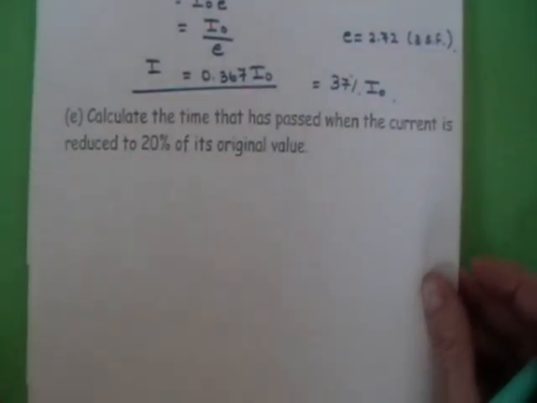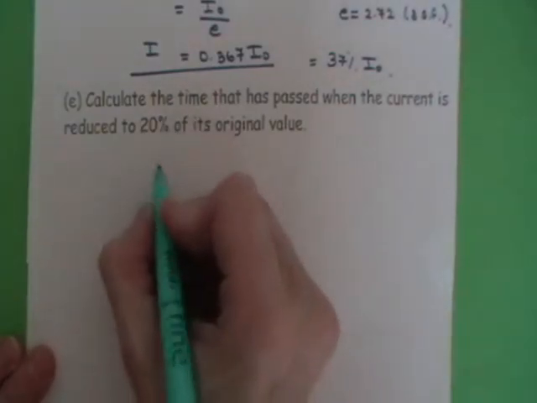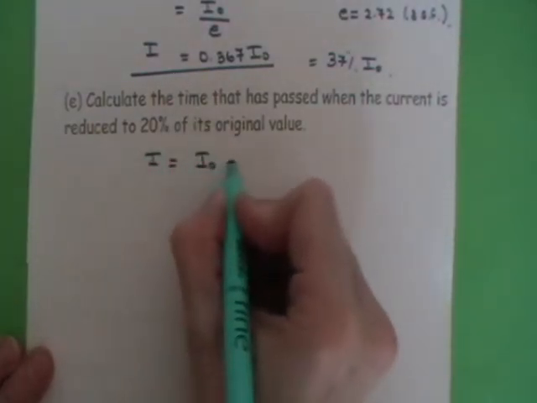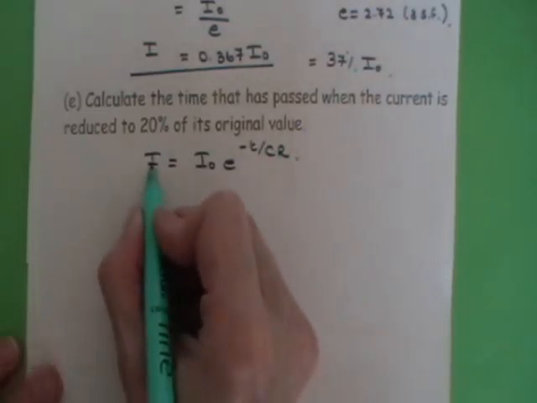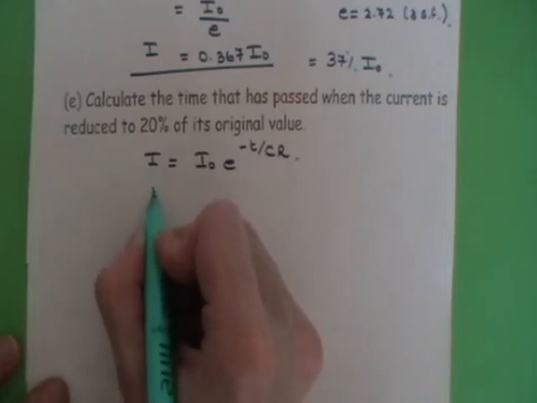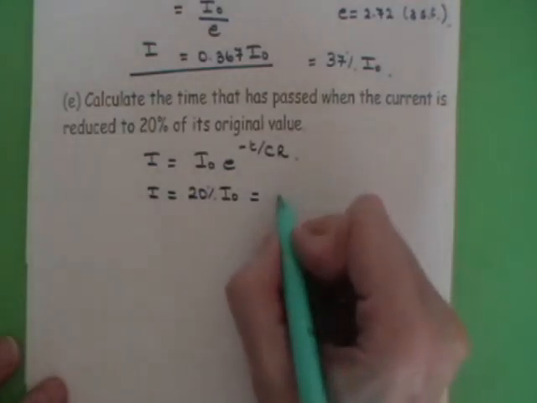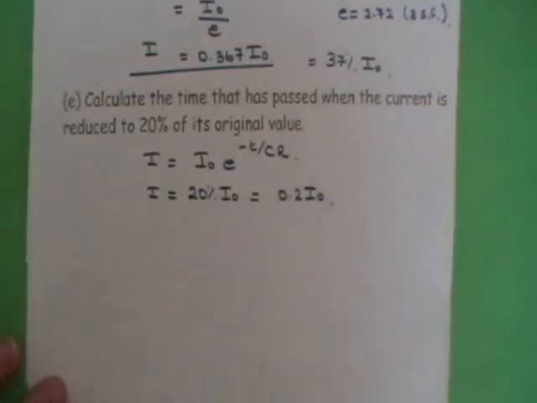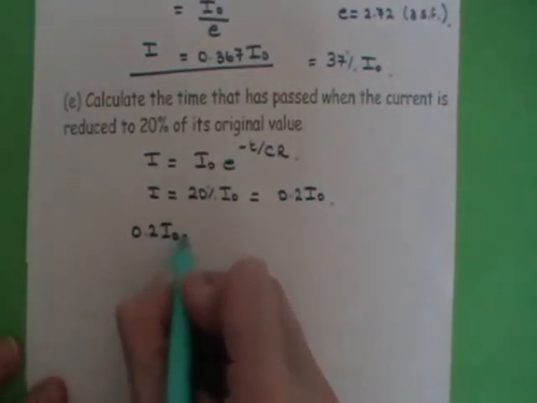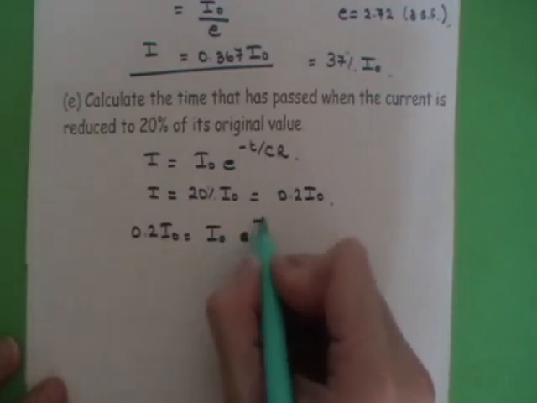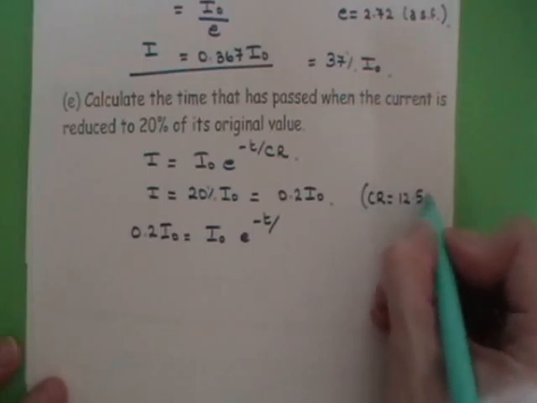Last part of this question, calculate the time that has passed when the current is reduced to 20% of its original value. So we're going to write I is equal to I naught e to the minus t over CR. I, you're told, has been reduced to 20% of its original value. So I is now equal to 20% of I naught, but we have to write it as a decimal, 0.2 I naught. So we're going to put that back into this equation again. So 0.2 times I naught is equal to I naught e to the minus t. And we also know, I'm going to write it here, CR, we've done the calculation, is 12.5 seconds.